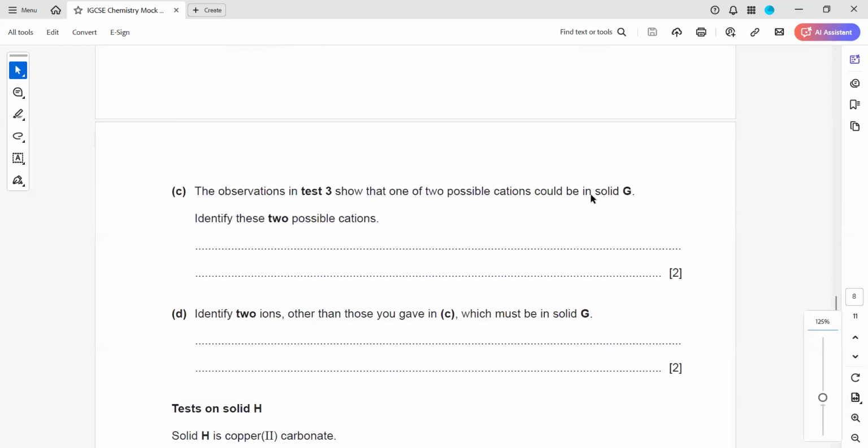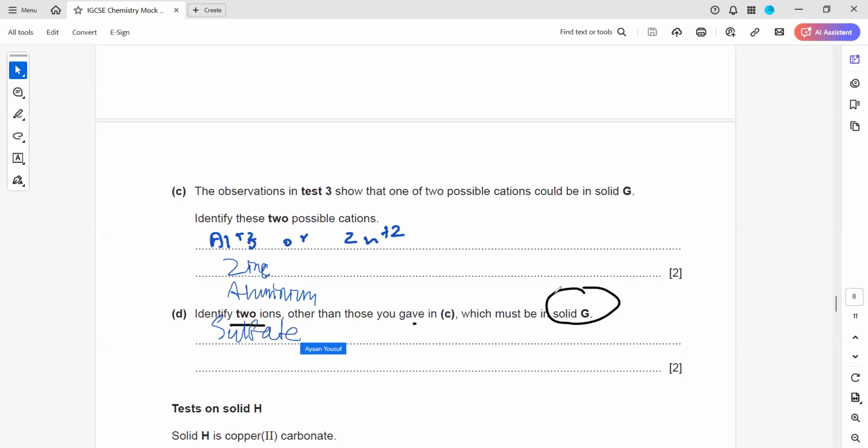The next is the observation of test 3 shows that one of the two possible cations in solid G is aluminium plus 3 or zinc plus 2. Identify two ions other than those given which must be present in solid G. So sulfate and potassium should be there.